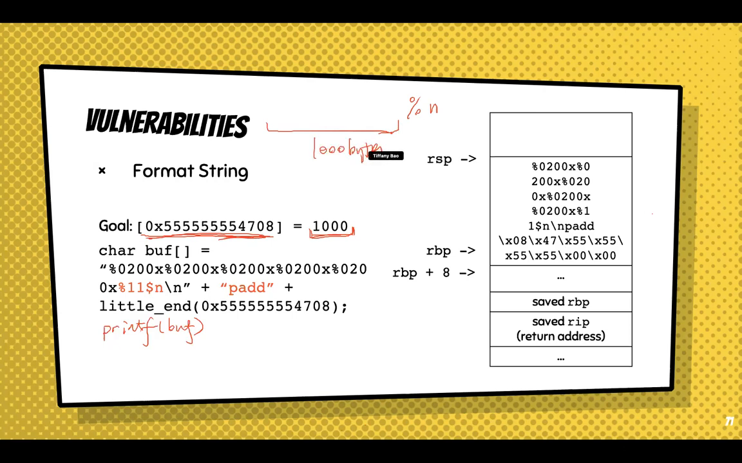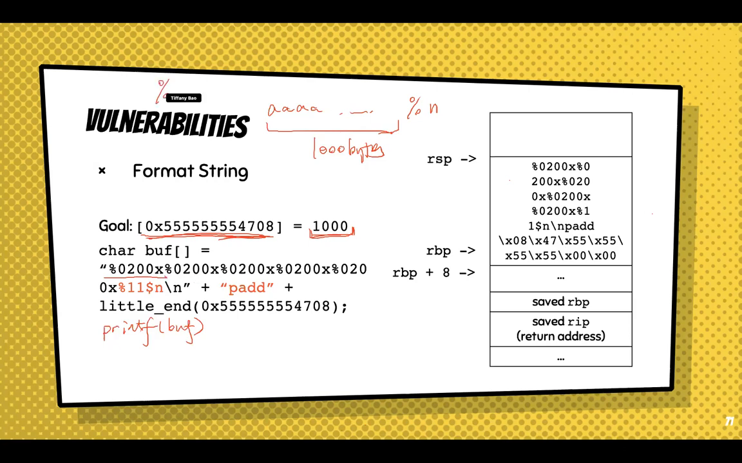So how to make it output 1,000 bytes? One way is to just put 1,000 A's, 1,000 whatever. But usually we don't have enough buffer. Our buffer usually is not long enough to put 1,000 bytes over there, right? So that's why we want to take advantage of format specifiers. And this is why I am using a format specifier like this.